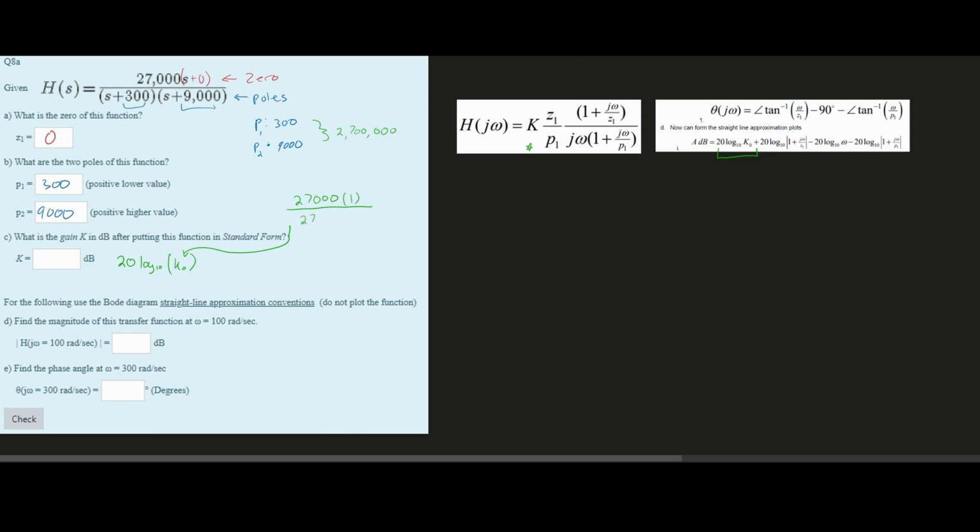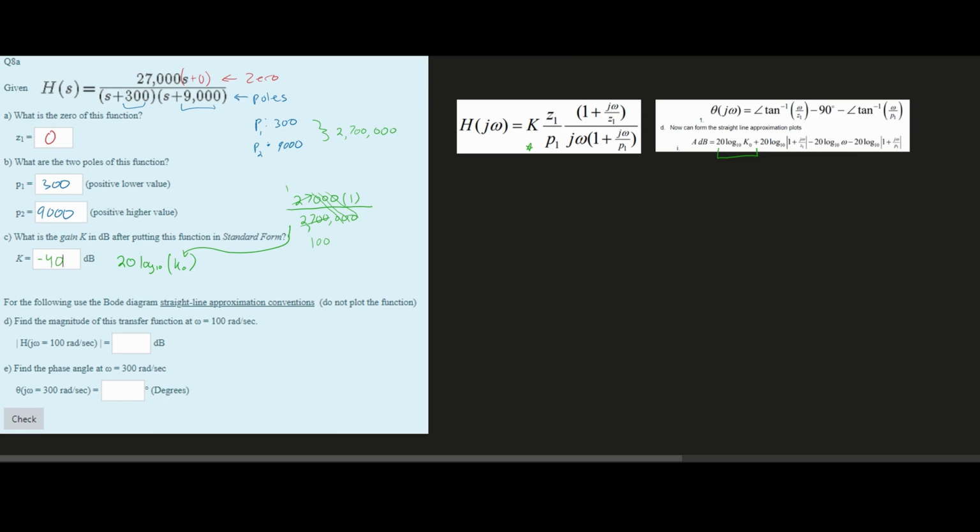So under here, we're going to plug in 2,700,000. We can cancel out some of the zeros, and then we can say that if we multiply the numerator by 100, we'll get the denominator. So inside of our calculator, we're going to do 20 log base 10 of 1 over 100, and this is going to give us a K of negative 40. And so that's our a, b, and c done.